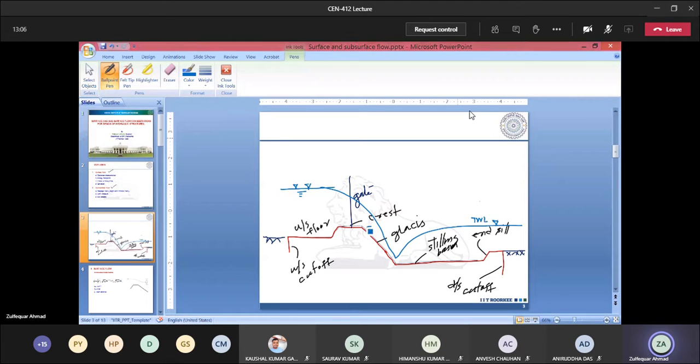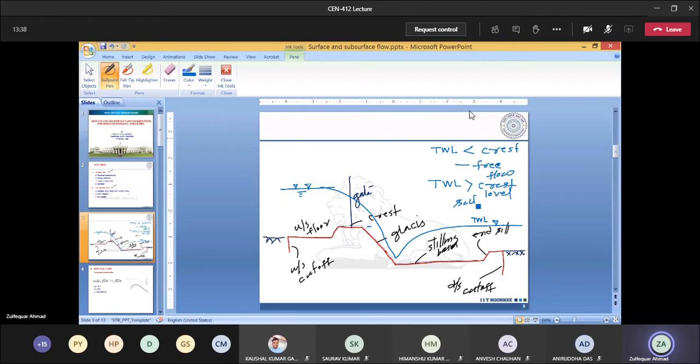So this tail water level is lower than the crest, right? So if the tail water level is lower than the crest level, you have the free flow, means that there is no submergence. But if the tail water level is greater than the crest level, then you have the submerged flow. I mean, the flow is a submerged flow, right?